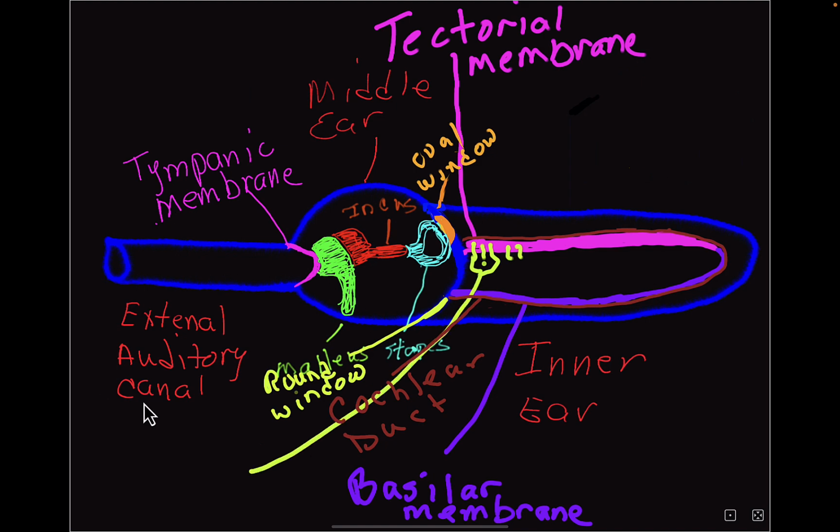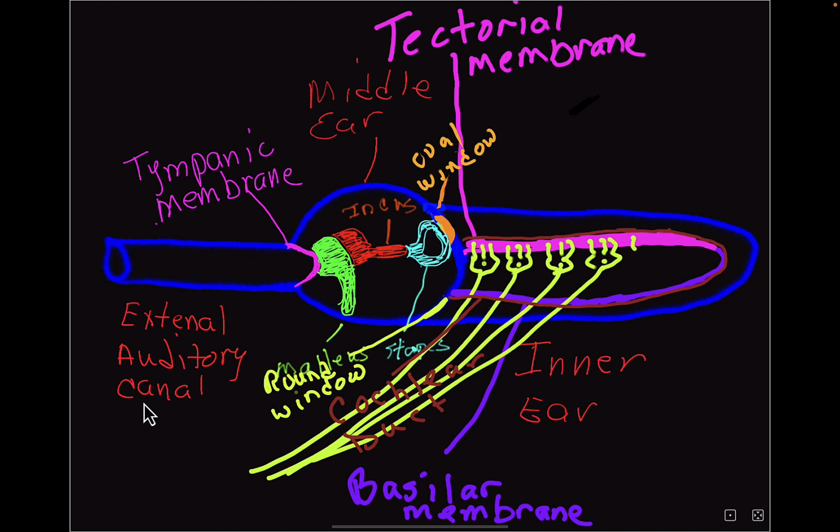So let me take a second and draw these dendrites. And so remember that tectoral membrane is that gooey, sticky type of membrane, and these dendrites are all stuck inside that membrane. Now, I'm not making a whole bunch of these neurons. There are literally thousands of them, but you get the idea.